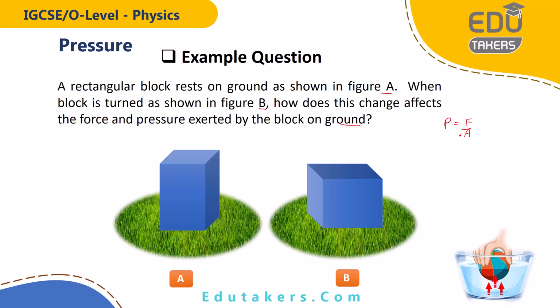First of all, you have to see what the effect is on the force. The force in this case remains constant because it's the same box. The mass of the box is not changing. That's why the force is constant. It remains the same. When the force value does not change, it means that the pressure is basically determined by the area which is in contact with the ground.